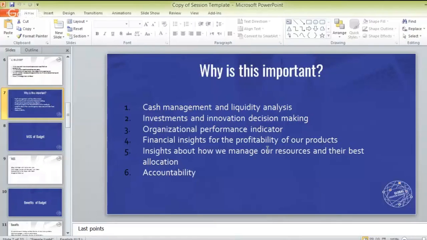The second point is about investments, innovation, and decision making. As I said, you have to be aligned with the organizational vision. That's the first thing. Second, if we come up with an idea for investment and innovation in the middle of the term, you have to get back to the budget to know if you have the capacity for this investment or not. Yes, there is a whole thing with tracking and measuring the ROI of the investment. This is another part of the story.